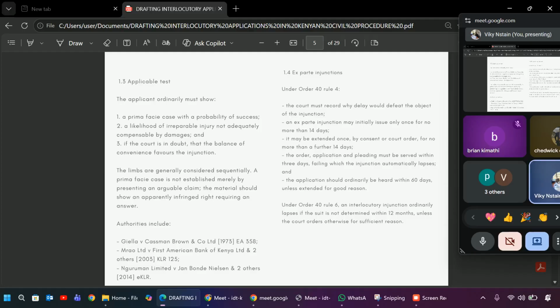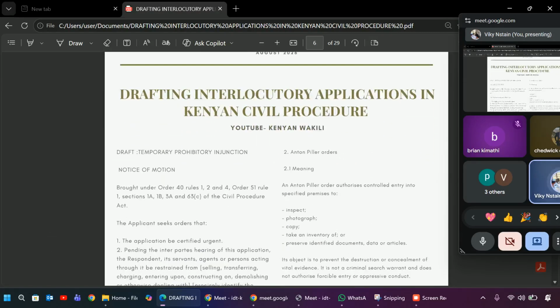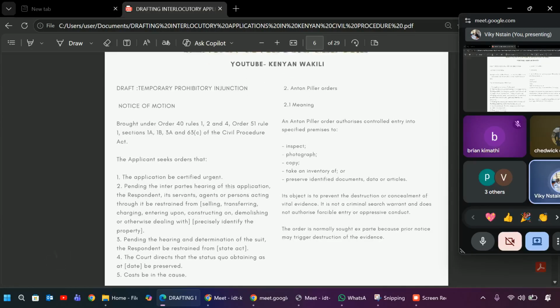On the other hand, under Order 40 Rule 6, an interlocutory injunction ordinarily lapses if the suit is not determined within 12 months, unless the court orders otherwise for sufficient reasons. So these are just mere theories, and now we will appreciate how such applications are drafted.